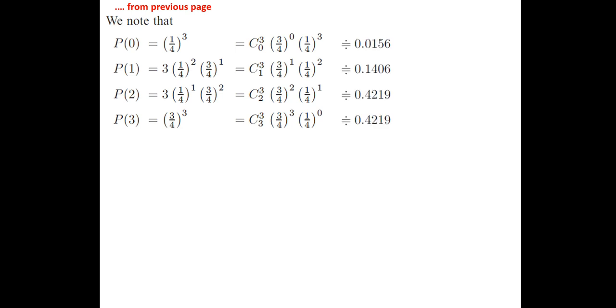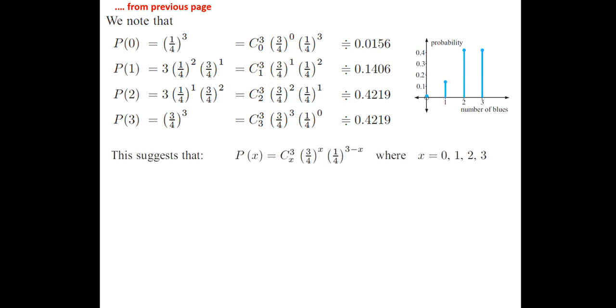If you work those out with a calculator, you would get these approximate values. What do you think they all add up to? They all add up to 1. And if you graph the heights, 0.0156 is this little one, 0.1406, 0.4219, you get this binomial distribution as well. This suggests that the probability of x is 3Cx times 3/4 to the x, times 1/4 to the 3 minus x, similar to binomial theorem.